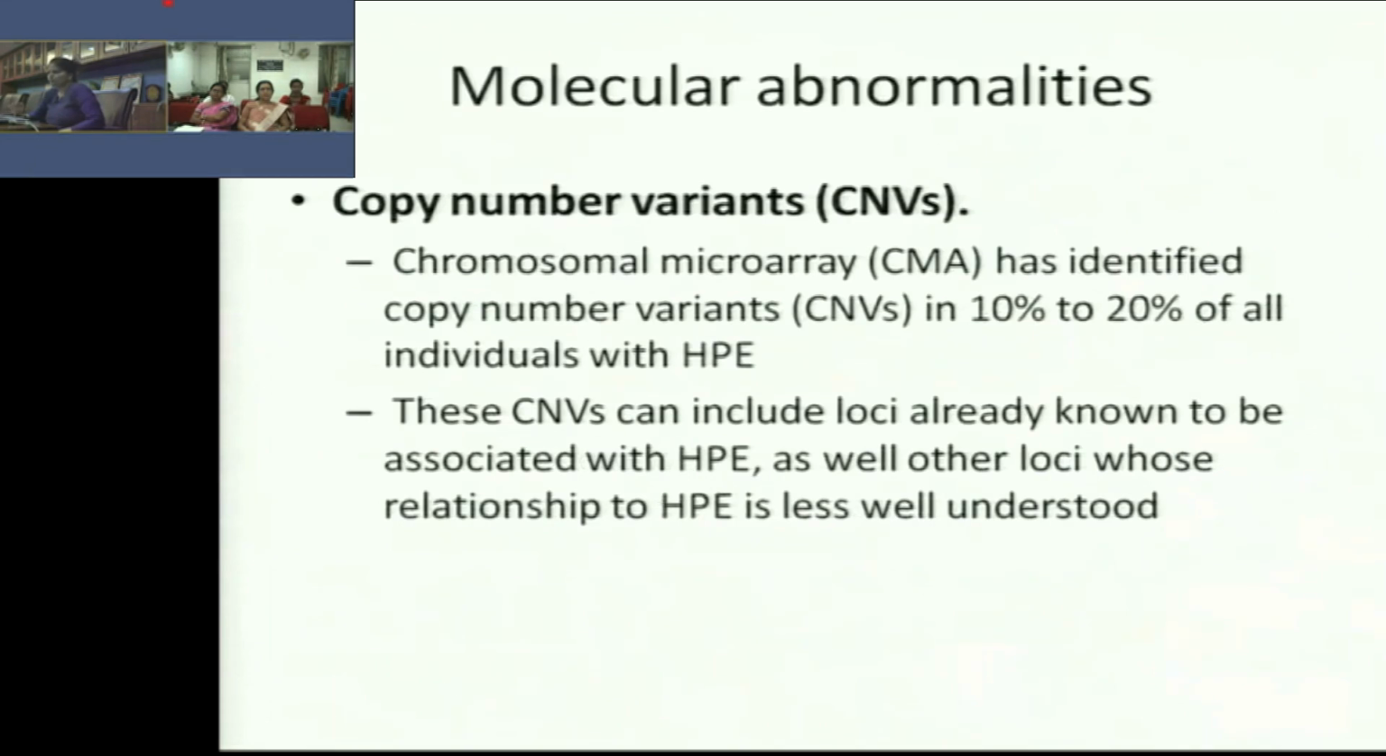Other molecular abnormalities could be copy number variations, which are detected by chromosome microarray, and are seen in about 10 to 20% of all individuals with HPE. These CNVs can include loci which are already known to be associated, as well as other loci whose relationship has not been well established so far.